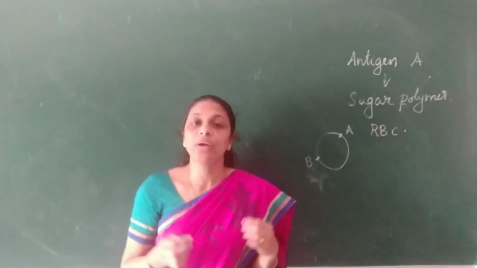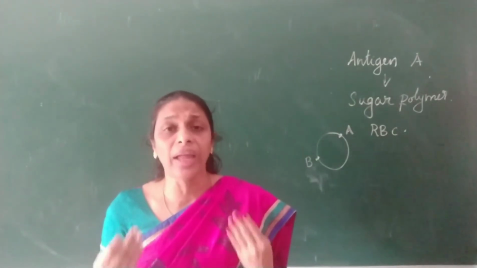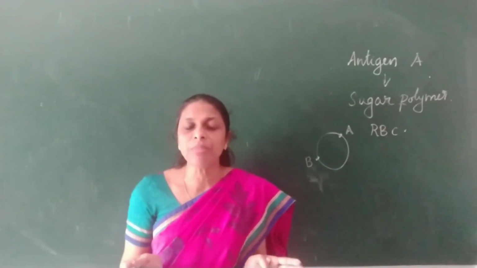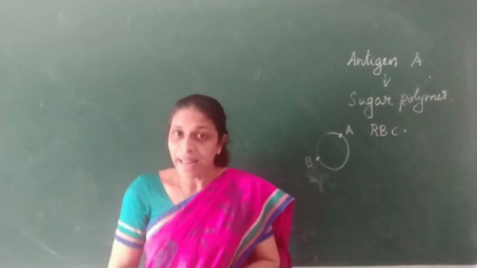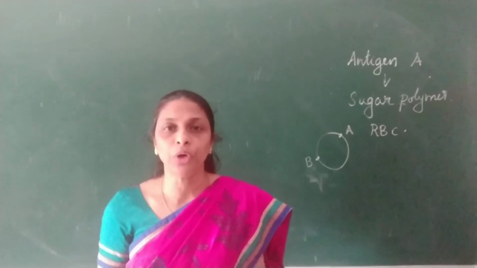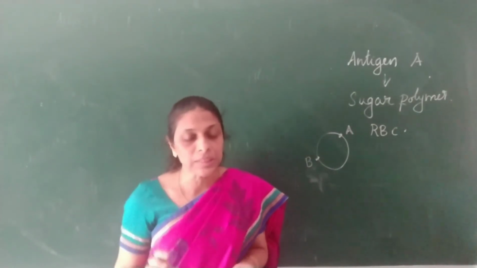Okay, whereas an O blood group person does not have any antigen on the RBC membrane, neither A nor B, and hence no sugars will be produced in the case of a person with O blood group. Hope this is clear? Right.